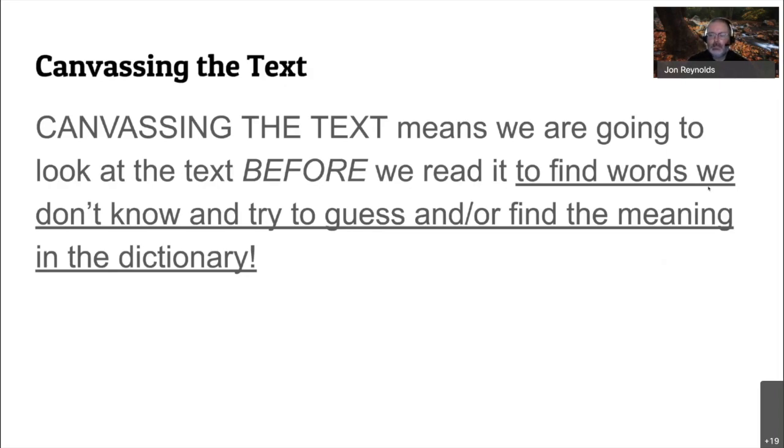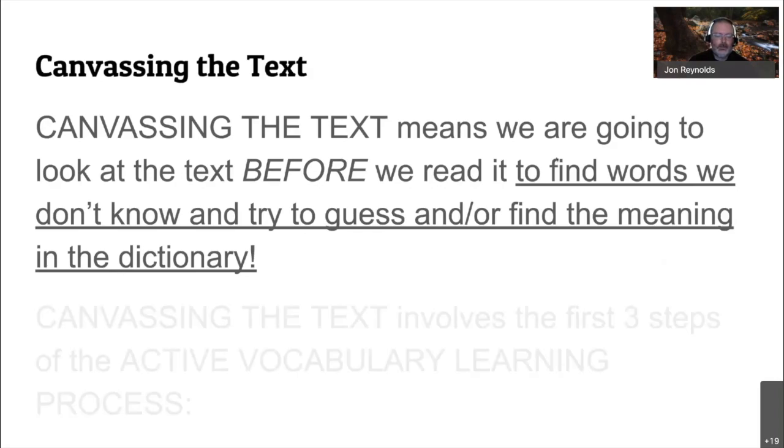So what I like to teach students is, canvassing the text means we look at the text and we try to find words we don't know, we don't understand. And then from there, we try to guess the meaning if we can, or we use the dictionary, and sometimes we can do both. All right, so excellent. That was an excellent answer for us.